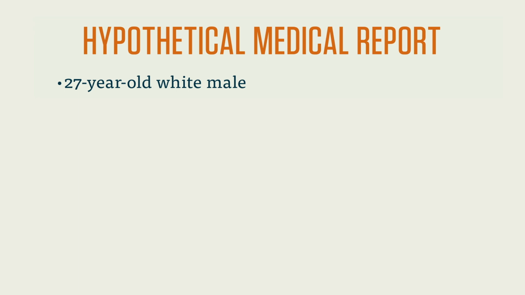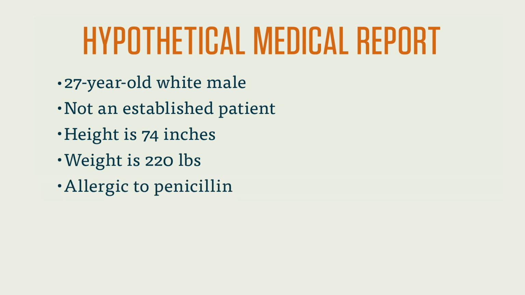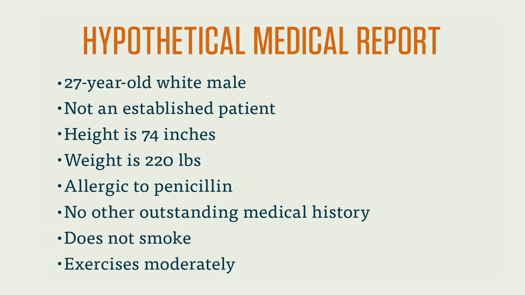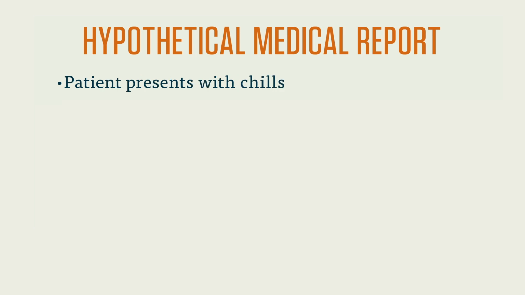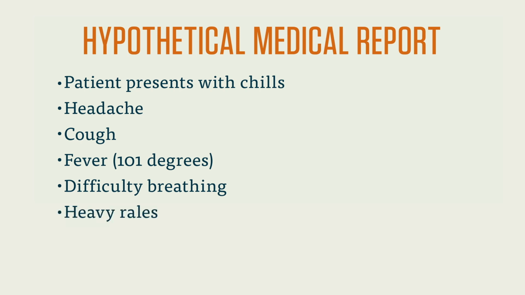Patient is a 27-year-old white male, not an established patient. Height is 74 inches, weight 220 pounds. Patient states he is allergic to penicillin but has no other outstanding medical history. Does not smoke, exercises moderately. Patient presents with chills, headache, cough, fever of 101 degrees, difficulty breathing. Examination via stethoscope yields heavy rales. Percussion test on thorax suggests buildup in lungs.